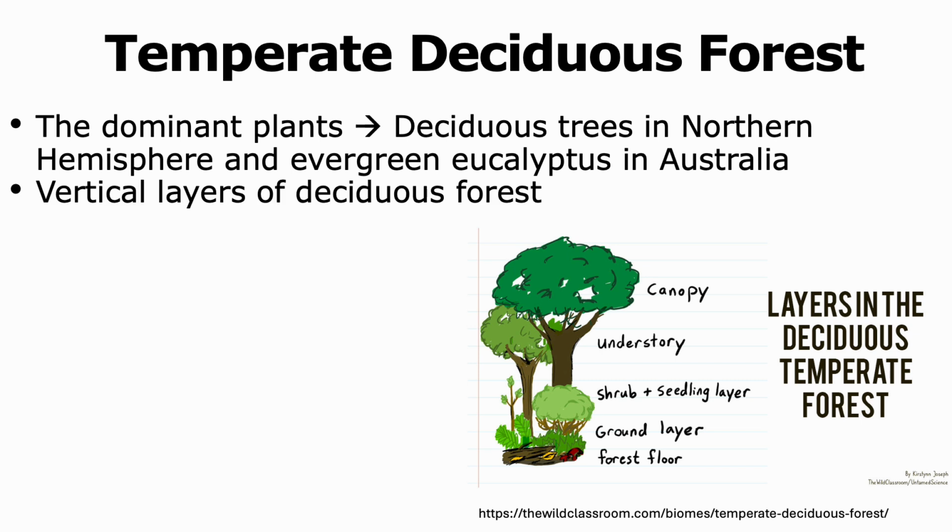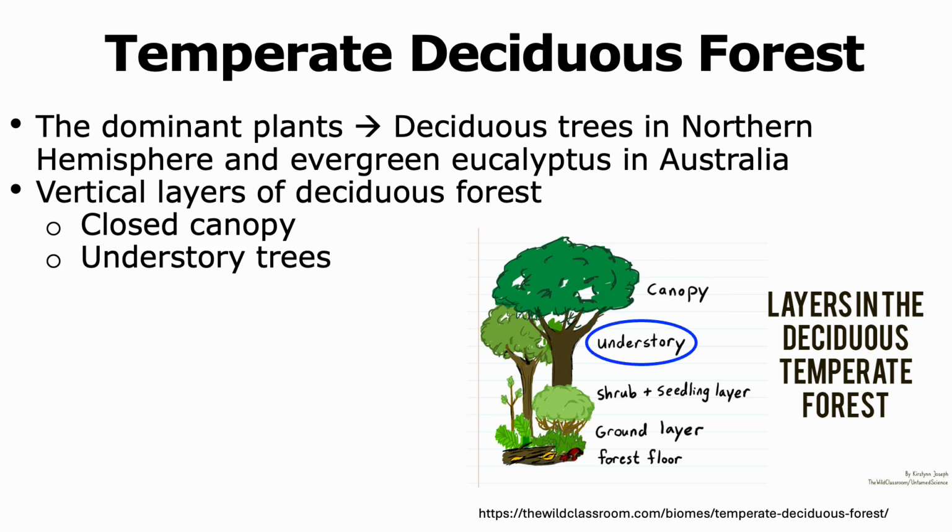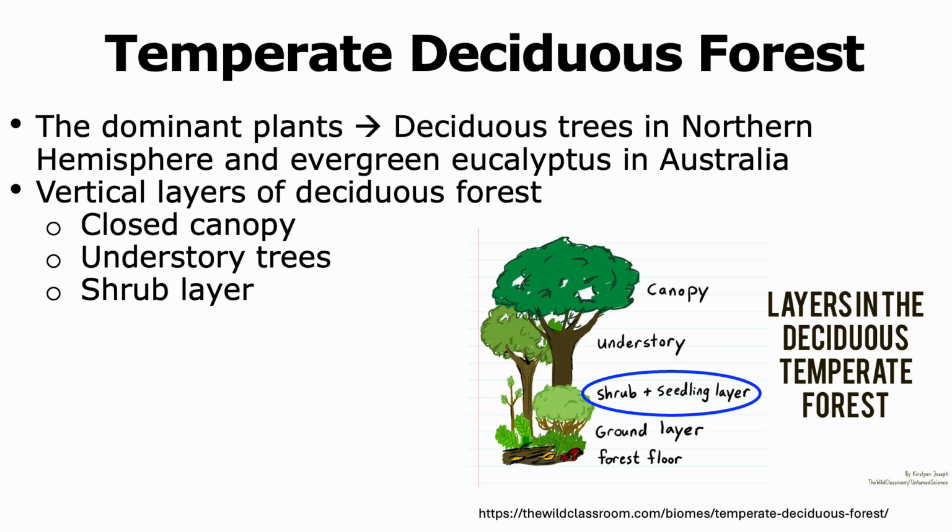The deciduous forest has many vertical layers. Right at the top, we see trees that form the closed canopy. Underneath the canopy are the understory trees. Underneath the understory trees, we see smaller shrubs and seedling layers. At the ground layer, we can see much smaller plants which form the herb layer.